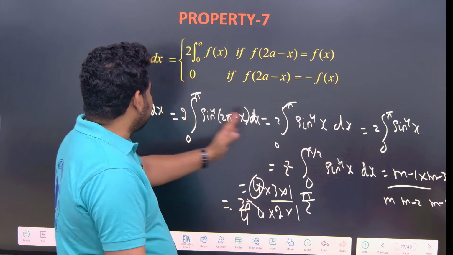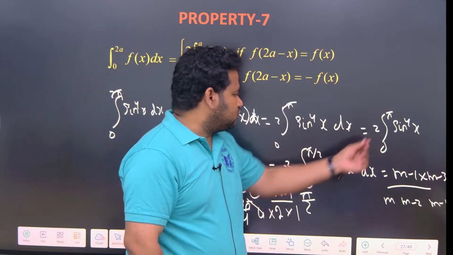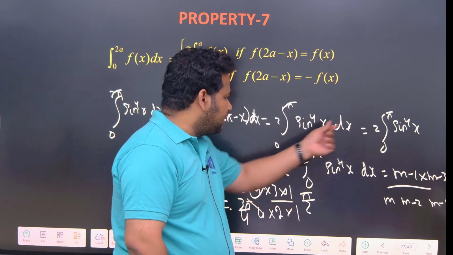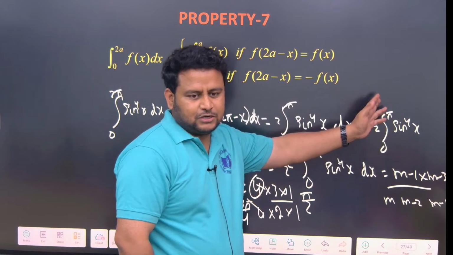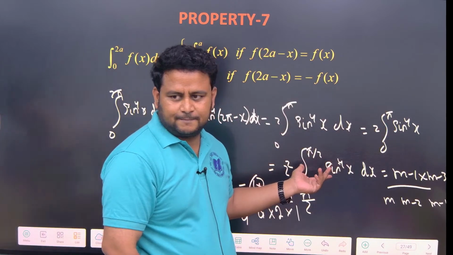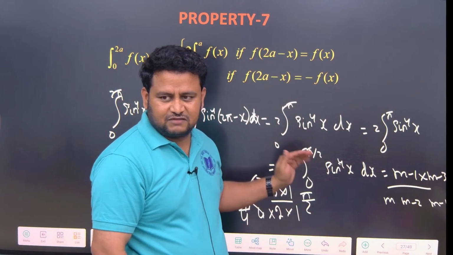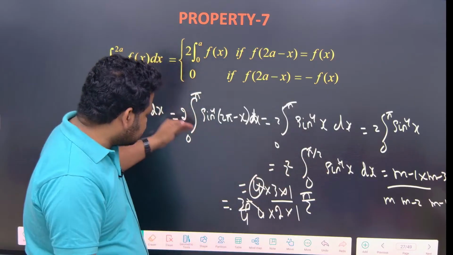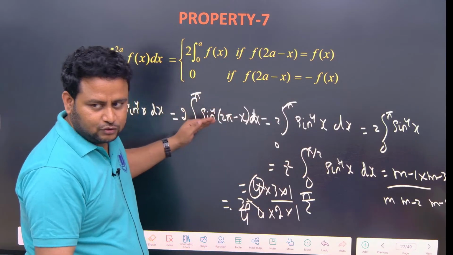Otherwise, if you keep on applying like this, you will keep getting like this. So I have to bring this 2 down, and this will be what? Instead of pi, I will make it as pi by 2. I can use Wallis formula. Clear? Okay, this I will explain again. Wallis formula I will explain again. This concept what I told, I will explain again.